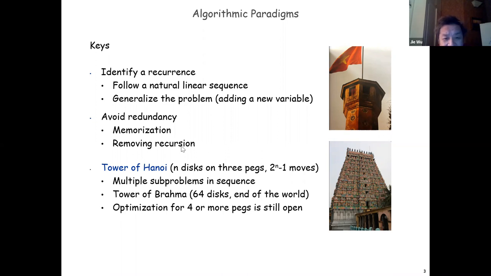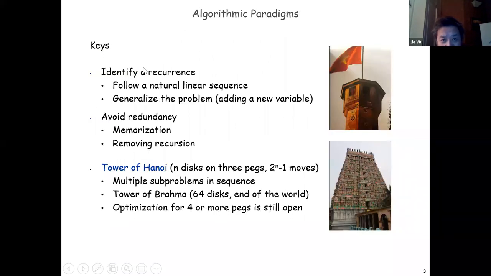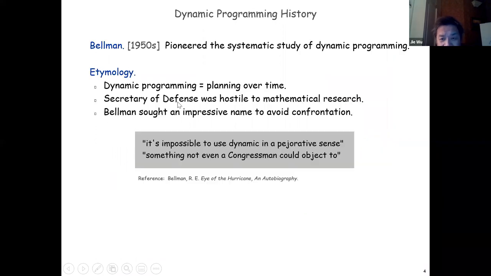Still, Tower of Hanoi is relatively easy, right? Because you just divide into one subproblem and apply it multiple times. So in the following, we want to take a closer look at some of the interesting problems. We will follow exactly the idea. I will focus on this recurrence, how to identify a recurrence. One is to follow natural sequence order. There's some history you can look at, but I'm not going to go through the detail.